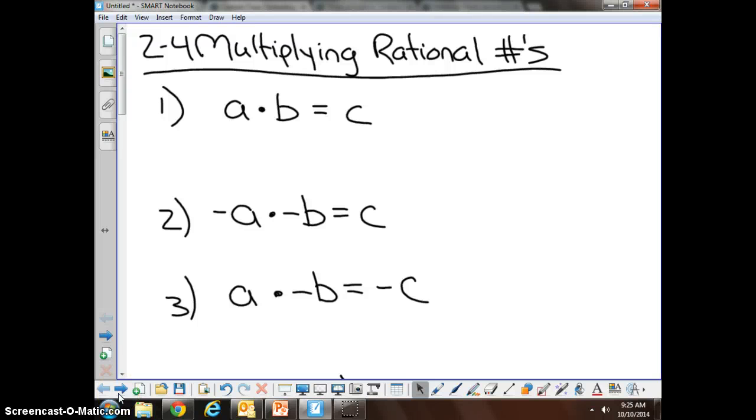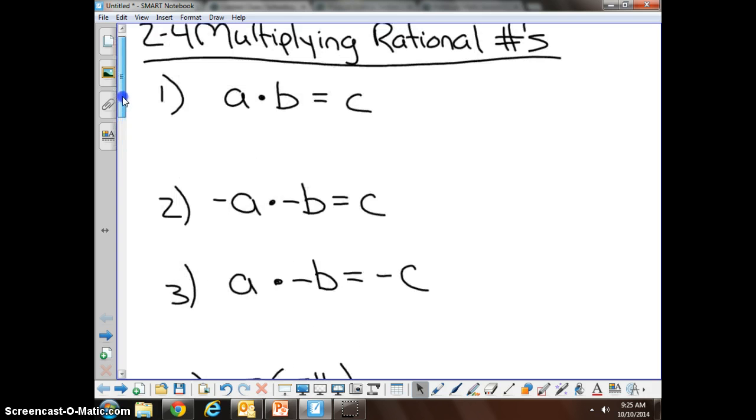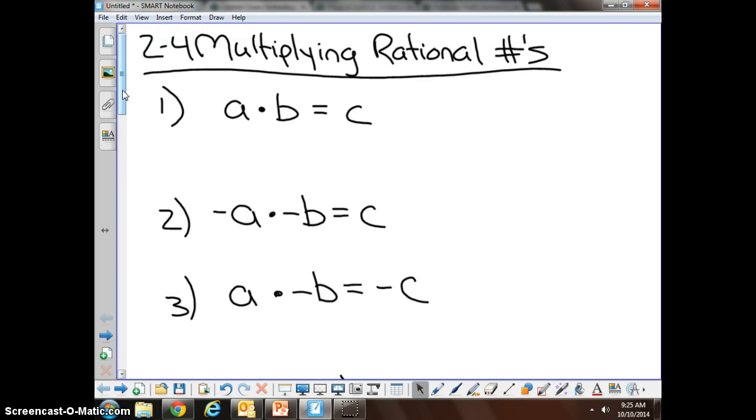Good day, everyone. 2-4: Multiplying Rational Numbers. We're going to start off with number 1. Actually, just 1, 2, and 3 are focusing on multiplication of rational numbers.